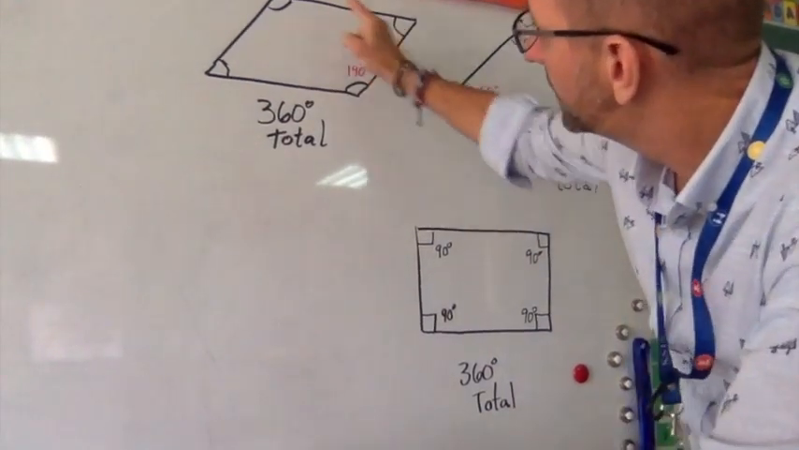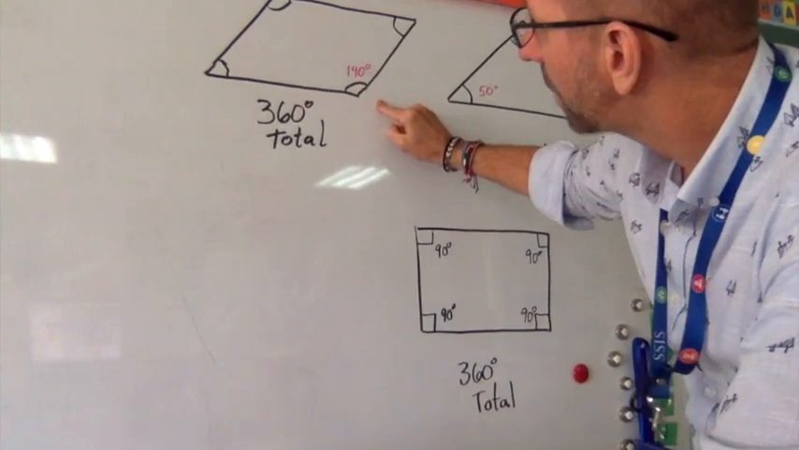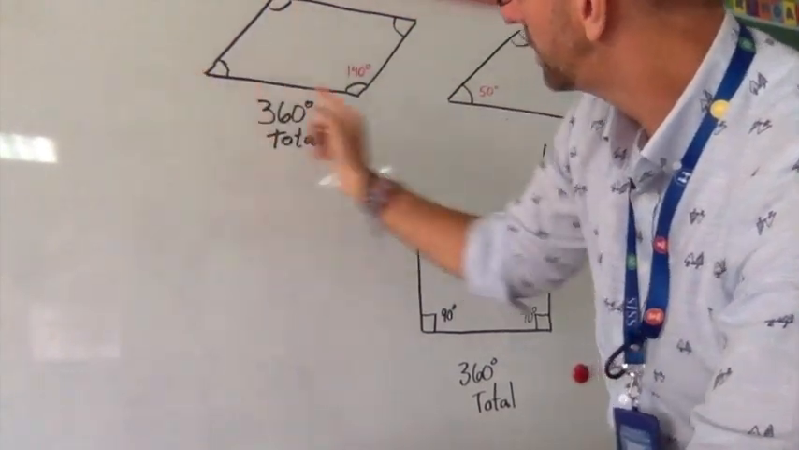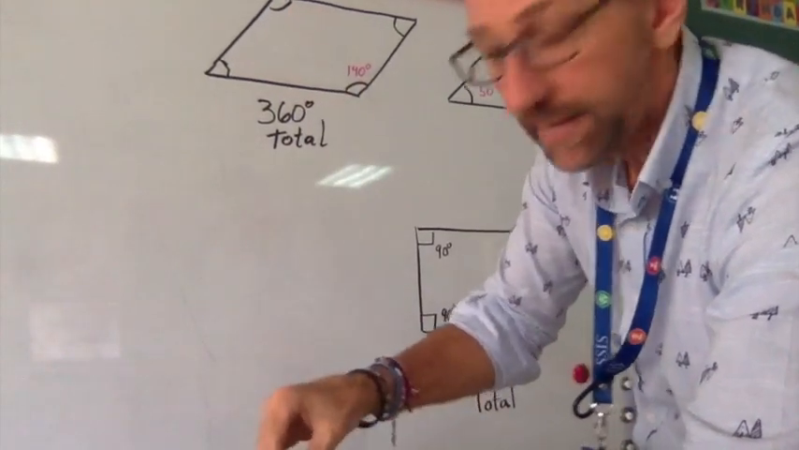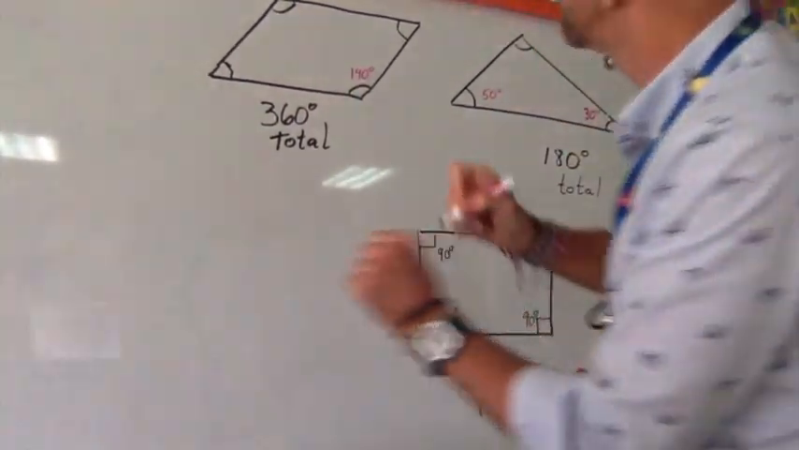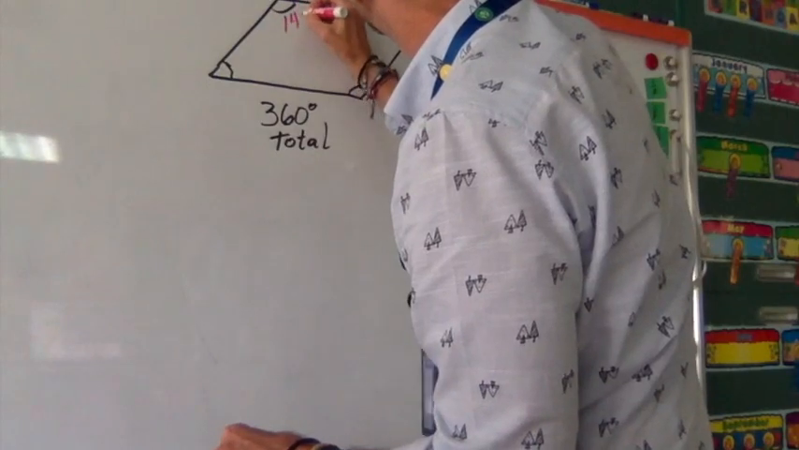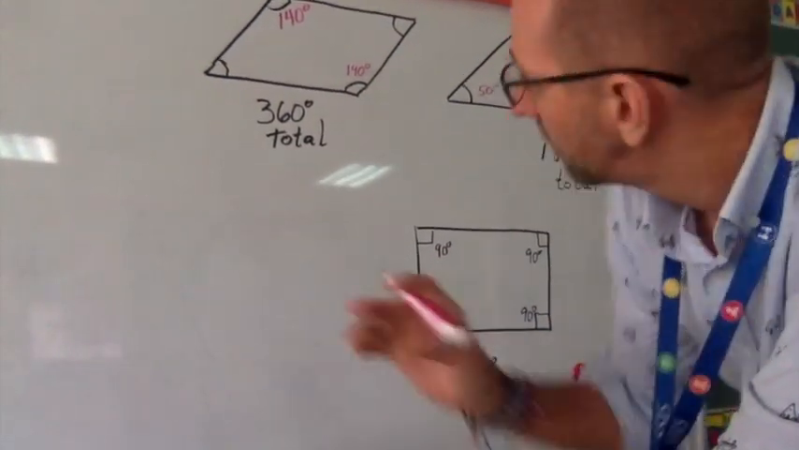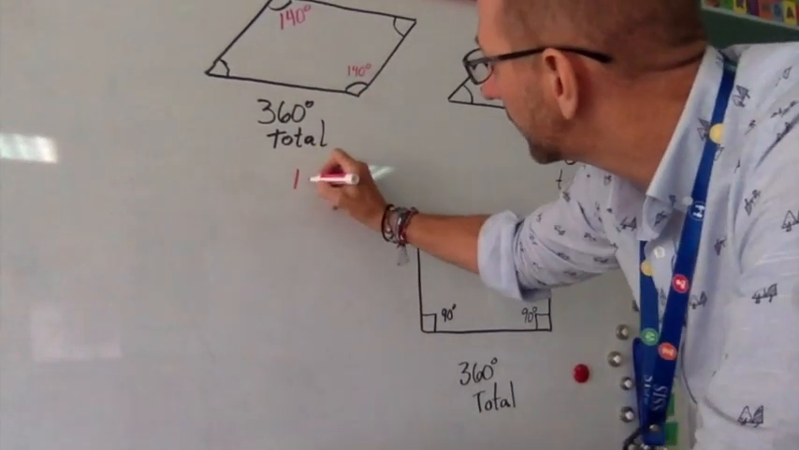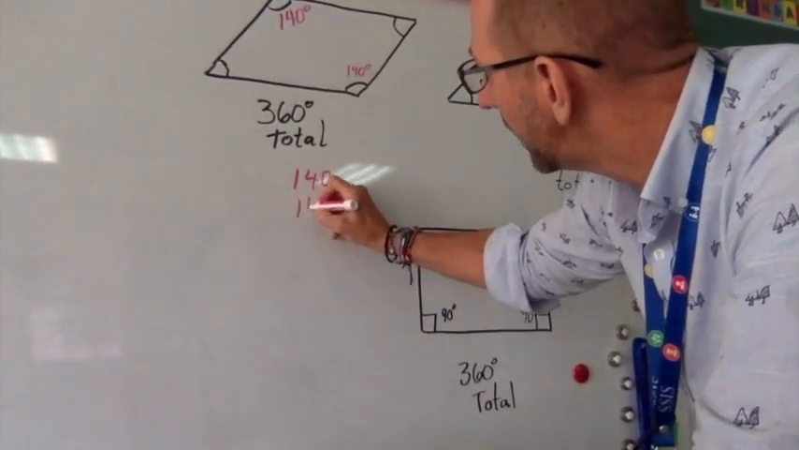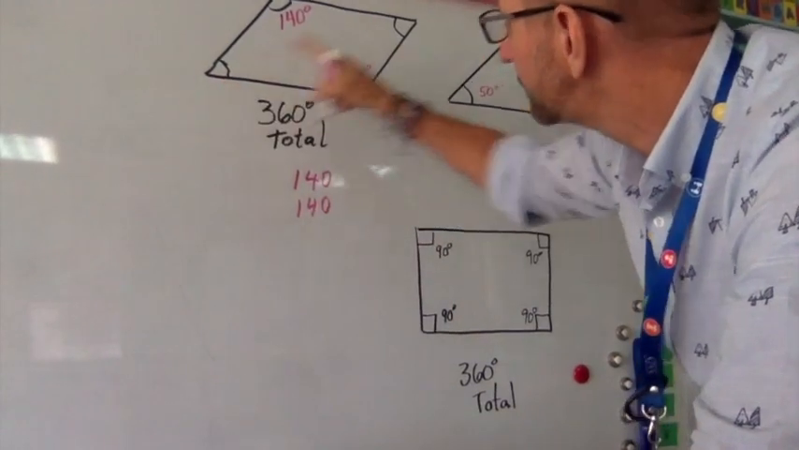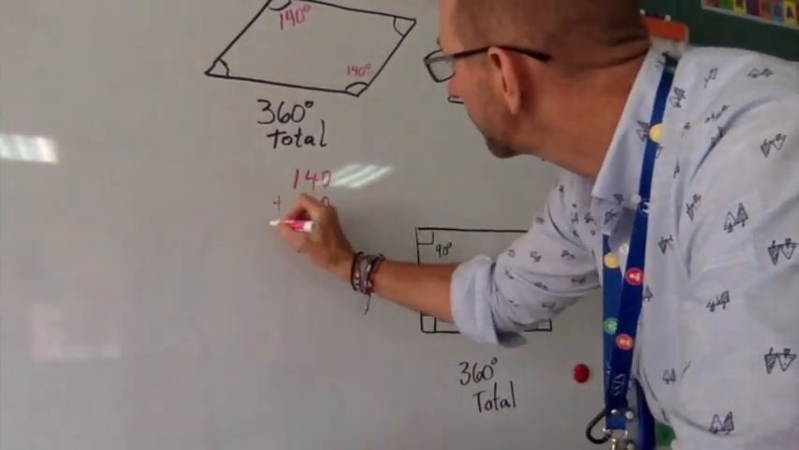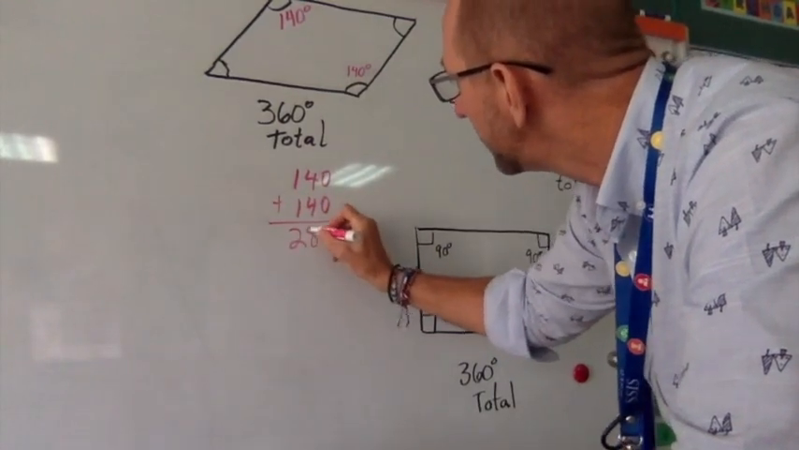And because I know that this is a parallelogram, 2 parallel lines and 2 more parallel lines here, I know that the opposite angle is the same. That's also going to be 140 degrees. Now, I can add both of those up. I can add 140 and 140, and I know these 2 angles are going to be the same also. So 140 plus 140 is 280.